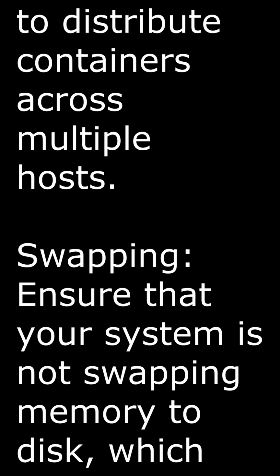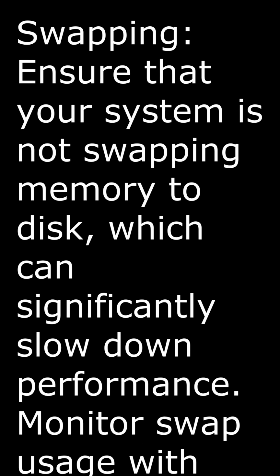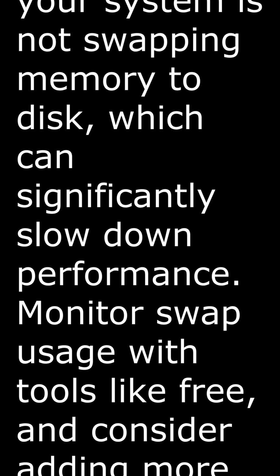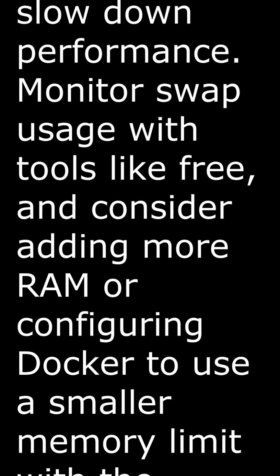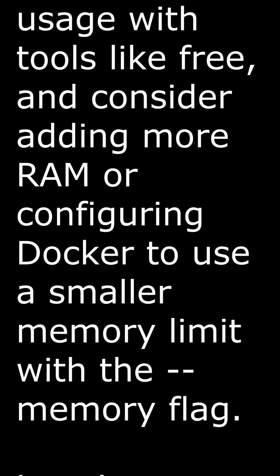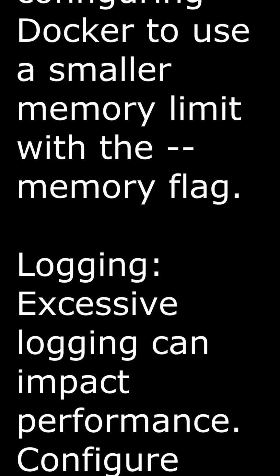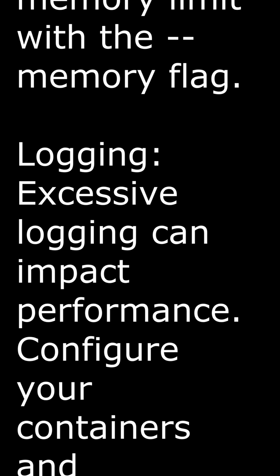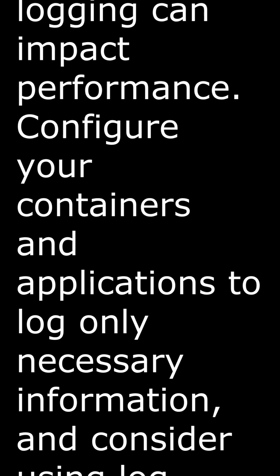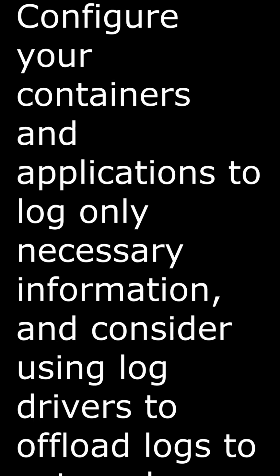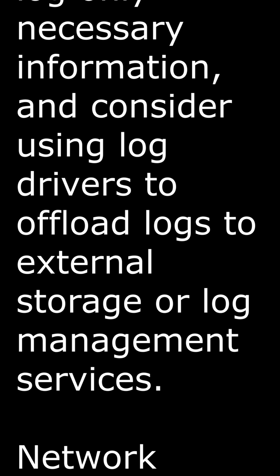Ensure that your system is not swapping memory to disk, which can significantly slow down performance. Monitor swap usage with tools like free, and consider adding more RAM or configuring Docker to use a smaller memory limit with the --memory flag. Logging. Excessive logging can impact performance. Configure your containers and applications to log only necessary information, and consider using log drivers to offload logs to external storage or log management services.